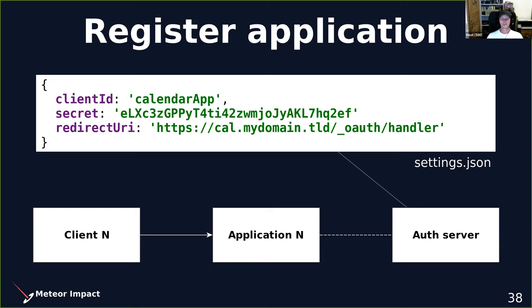This is one part of the OAuth workflow, ensuring that the application and the OAuth server know each other. And there is a redirect URI, which is used by the application to receive credentials from the OAuth server. So these are the most minimal credentials you have to provide for the OAuth server. Often you want a little bit more, like title, description, and you can have more than one redirect URI.